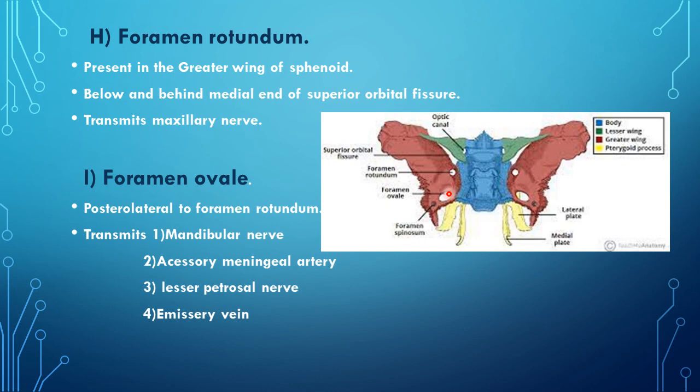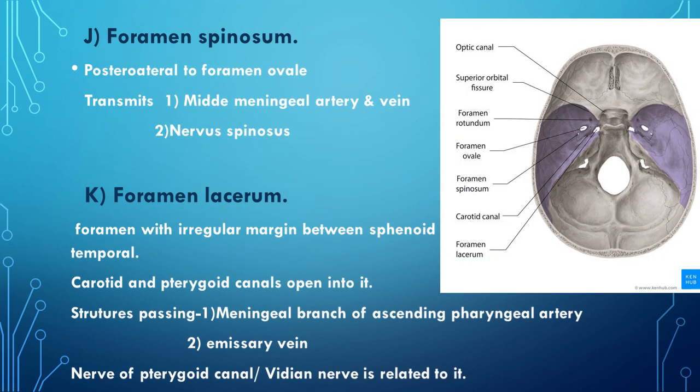Further below, posterolateral to the foramen rotundum, there is a foramen ovale. This foramen is oval in shape and hence the name foramen ovale. It transmits the mandibular nerve, accessory meningeal artery, lesser petrosal nerve and the emissary vein. The next foramen is foramen spinosum. You can see that this is a very small foramen which is posterolateral to foramen ovale. And foramen spinosum transmits the middle meningeal artery, middle meningeal vein and nervus spinosus.